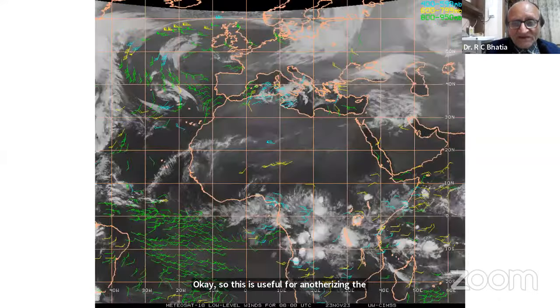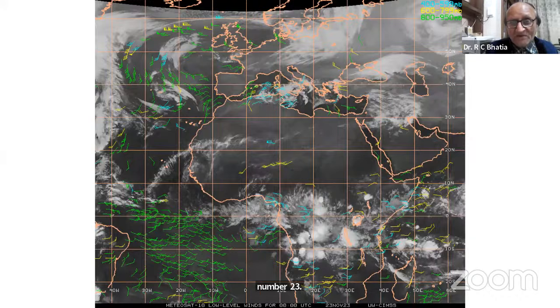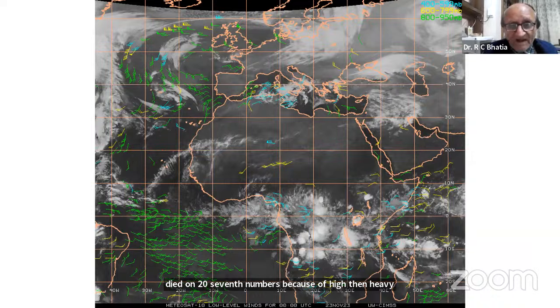And the high impact event of 27 November 23. This is very useful. You have seen over Gujarat, 34 people have died on 27th November because of heavy rains, thunderstorms, lightning. And you see, this was the situation on 23rd. In fact, IMD predicted 4 days before.